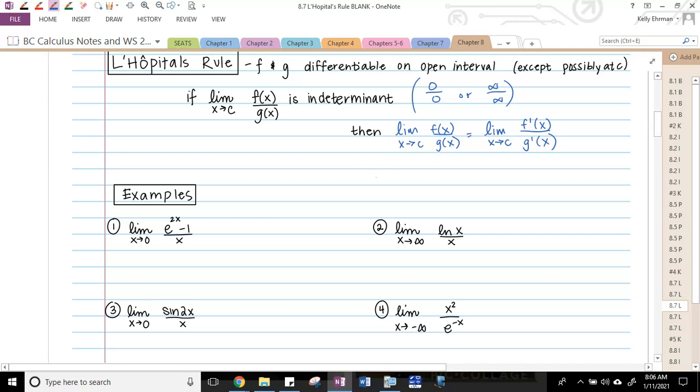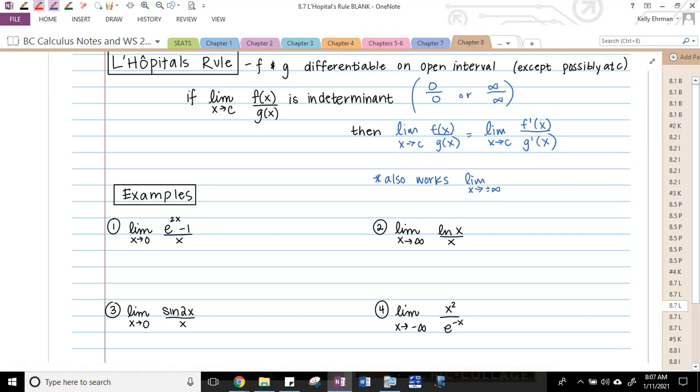So this also works for the limit as x approaches positive or negative infinity, or just any c value, basically. So c can be anything.